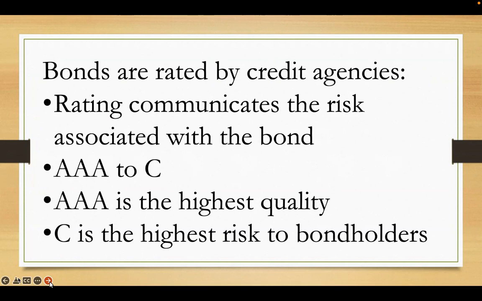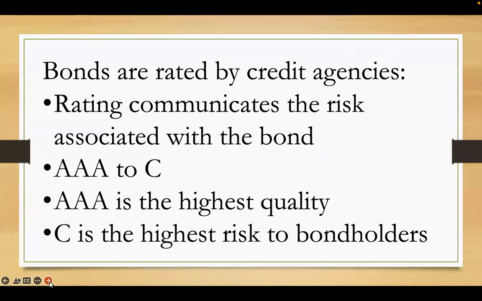So the rating can be anywhere from a AAA to a C. And if you have a AAA rated bond, that is the highest quality. That means it's low risk. You're very likely to get your money back. A C is the highest risk to bondholders.